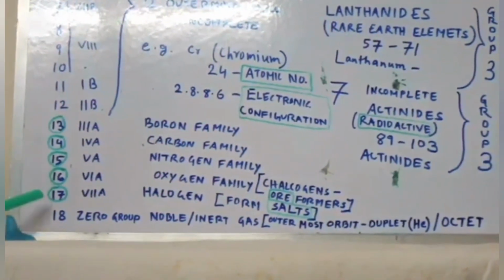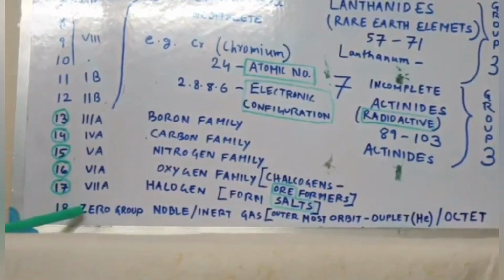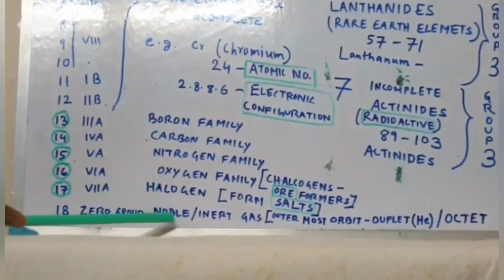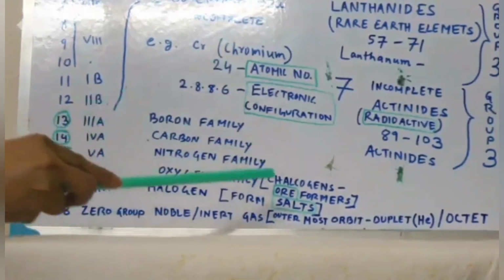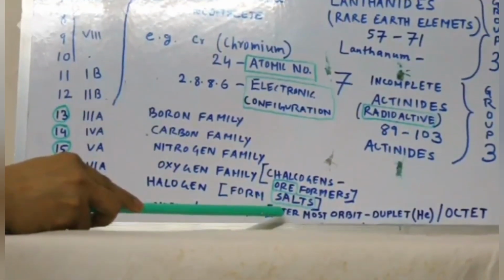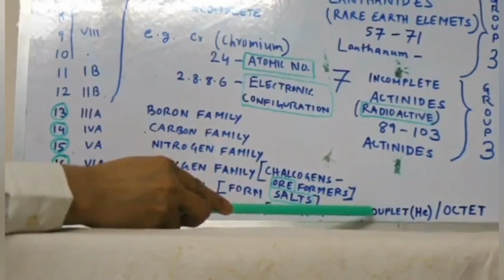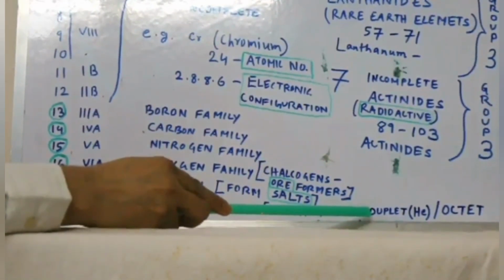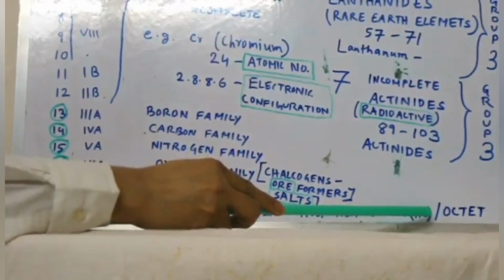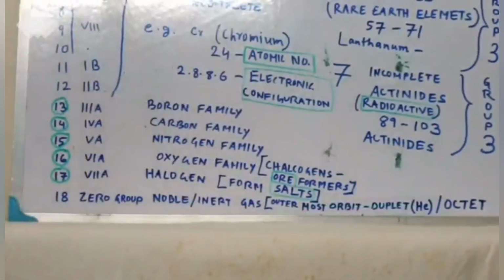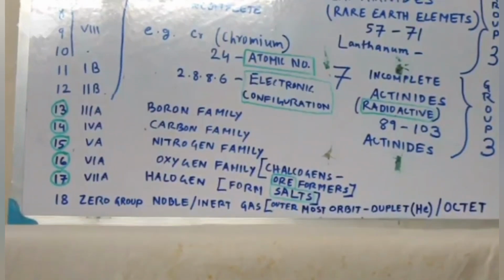And group 18, that is the zero group, consists of noble or inert gases. Their outermost orbit is complete. Complete means either a duplet in the case of helium, that means 2 electrons, or an octet, that means 8 electrons in the outermost shell. Now this is all about groups.